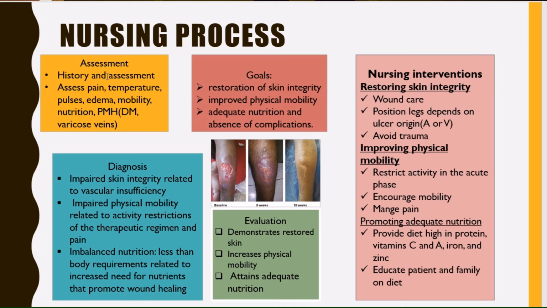After the assessment in the nursing process comes the diagnosis. So these are the possible nursing diagnoses. So assessment, diagnosis, your planning or goal, then nursing intervention, then evaluation. You're evaluating those goals. Here it says demonstrate restored skin, increase physical mobility, and then attain adequate nutrition.